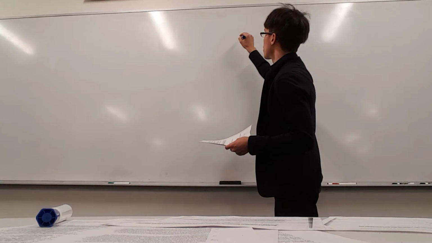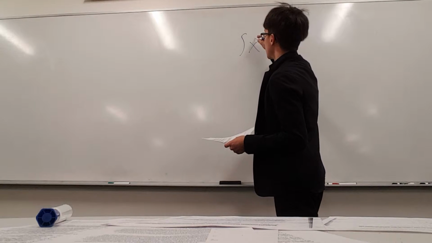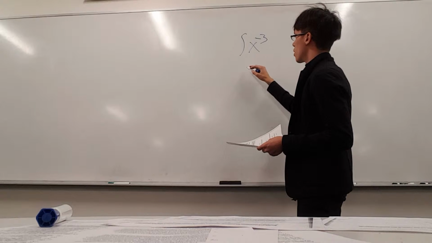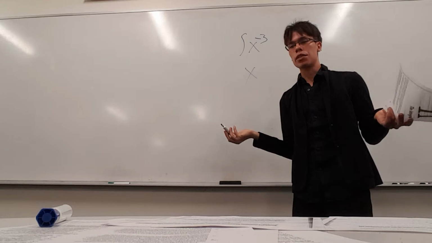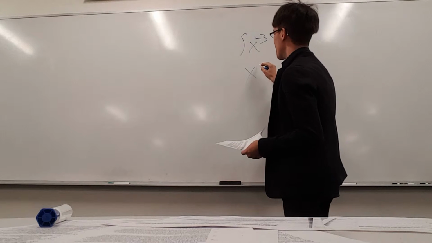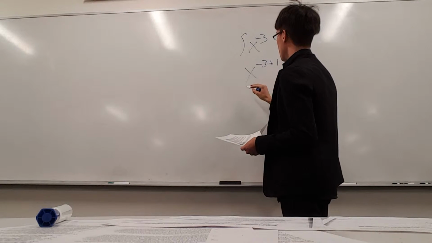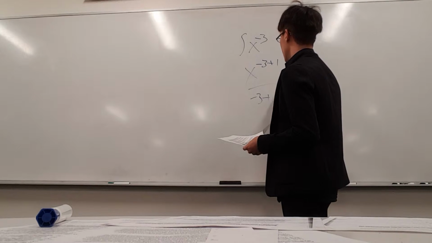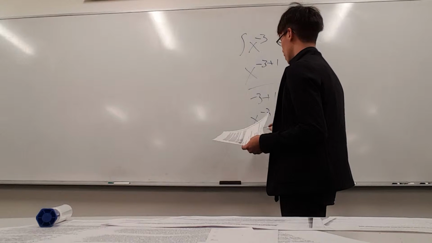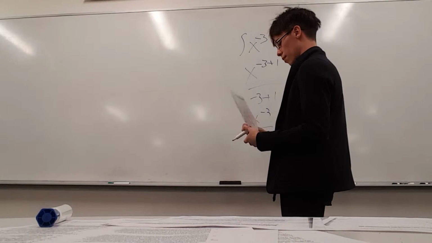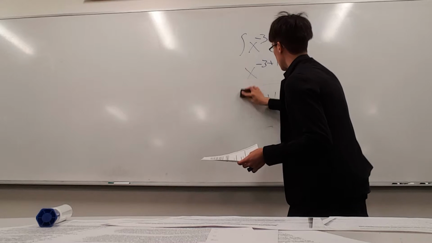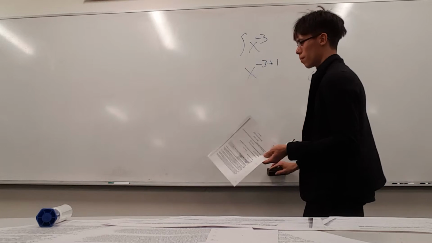Next is example. Find the antiderivative of x to the -3. What do you think we do? We use the power rule. It's the only thing we've learned so far. We do -3 plus 1 over -3 plus 1 plus some constant. And that's just x to the -2 over -2, plus some constant.